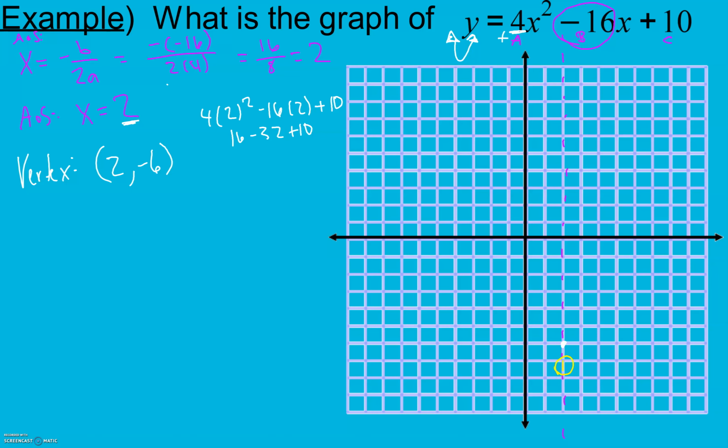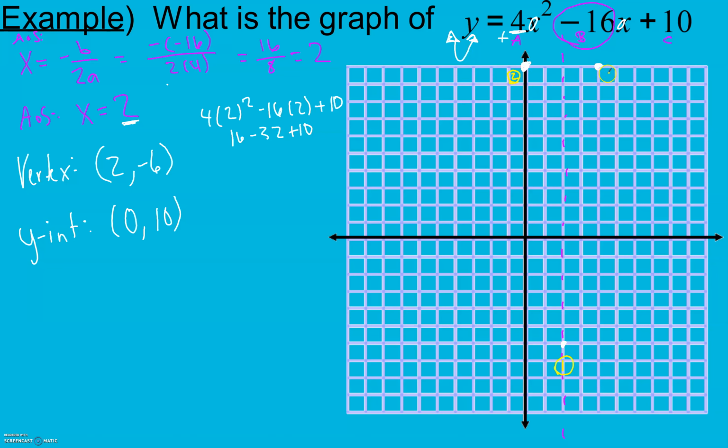Now, I'm going to find my y-intercept. Remember, our y-intercept is always at 0. X is 0 when we have a y-intercept, C. So at 10, I have my y-intercept. I can reflect that point across my axis of symmetry. Here I'm 2 units away. So I'm going to go 2 units away in the opposite direction and get my third point. So again, y-intercept is my second point. My third point is its reflection.